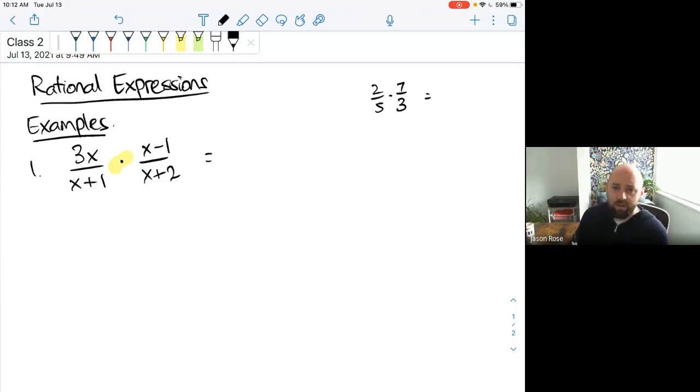So as a quick reminder, if you're going to multiply fractions, let's say 2 over 5 times 7 over 3, the rule for multiplication is top by top divided by bottom. So if you wanted to multiply this, you would do 2 times 7 over 5 times 3.